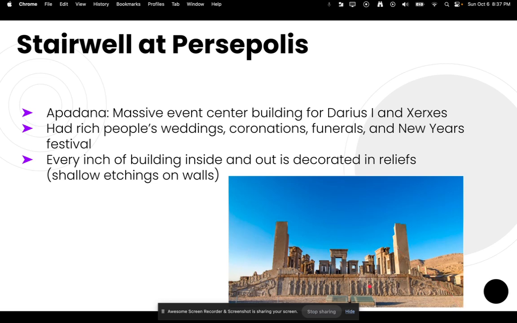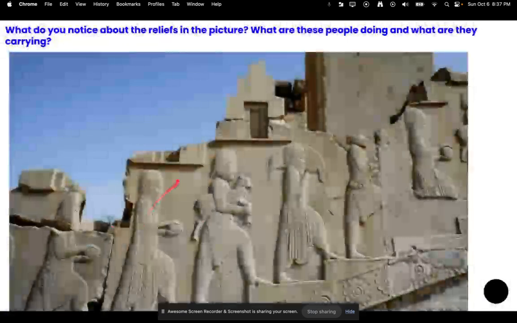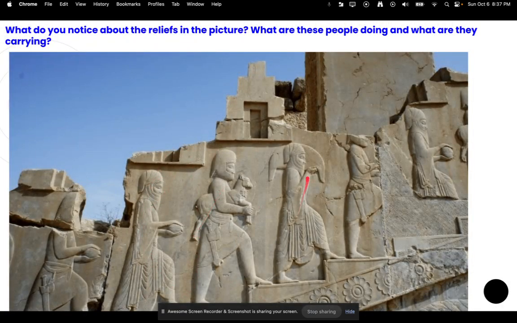And this massive building had rich people's weddings, coronations, funerals, and New Year's festivals, and every single inch of the building inside and outside is decorated in reliefs. And what reliefs are, they're kind of shallow etchings on walls. I'll show you a close-up picture in the next slide. So these are reliefs, where they're kind of a little 3D. They're just shallow etchings.